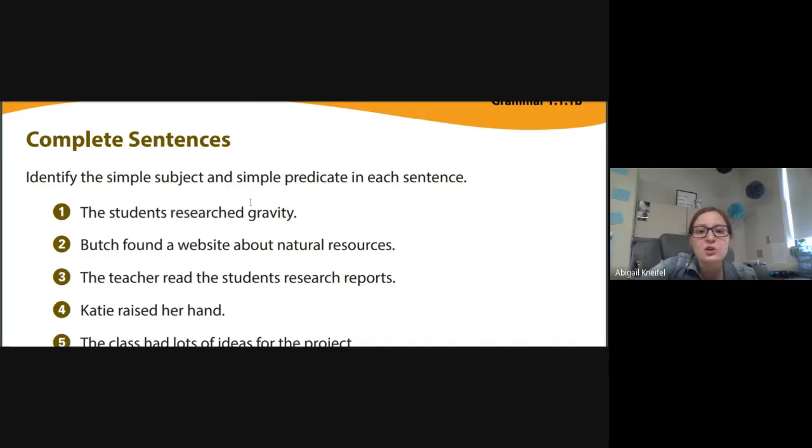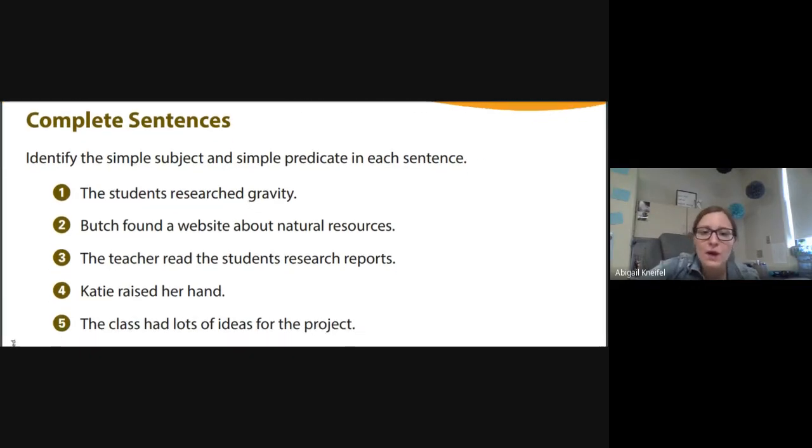For number two, Butch found a website about natural resources. In the chat, for subject, I want you to write S, dash, and tell me what the subject is. Then write P for predicate, and then dash, and tell me what the predicate is. So in the chat, tell me what the subject and the predicate is for number two, if you know.